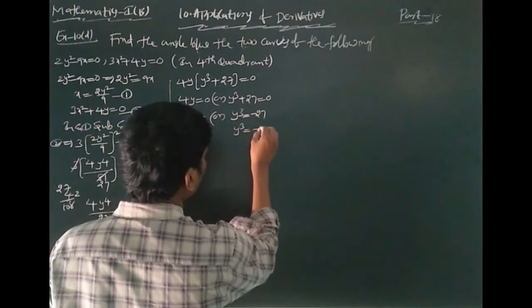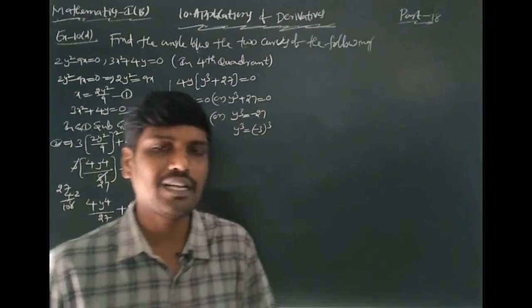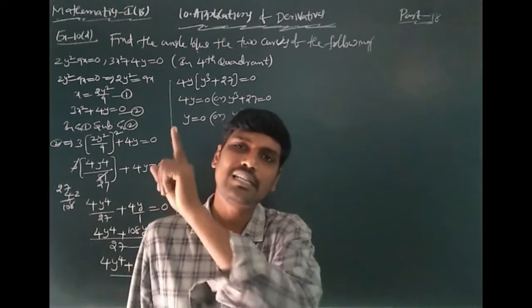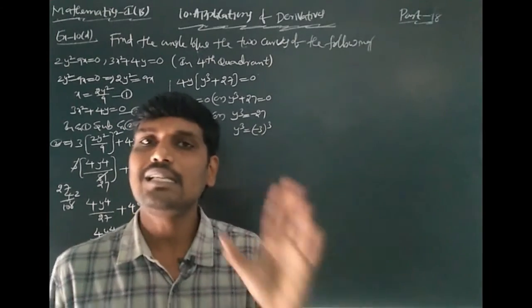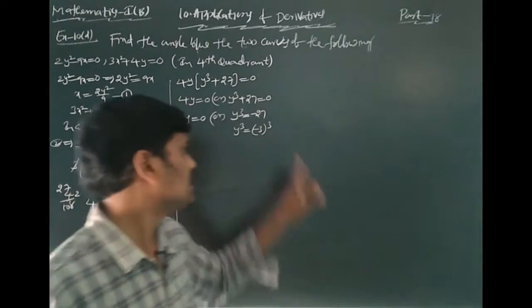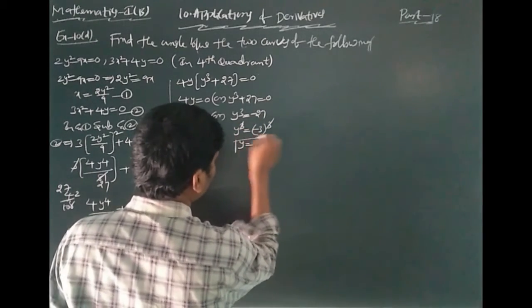Y cube equal to minus 27 is nothing but minus 3 whole cube. Correct? Minus 3 into minus 3 into minus 3: minus into minus into minus. Minus 3 threes are 9, 9 threes are 27. Here the cube gets cancelled, so y is equal to minus 3.